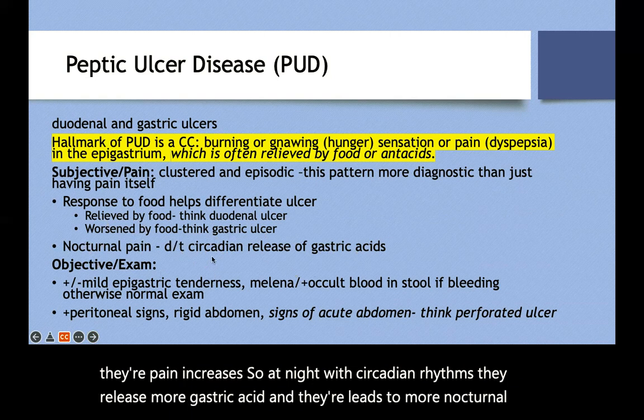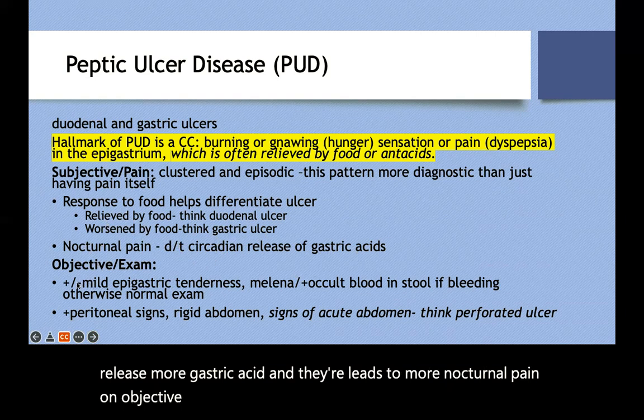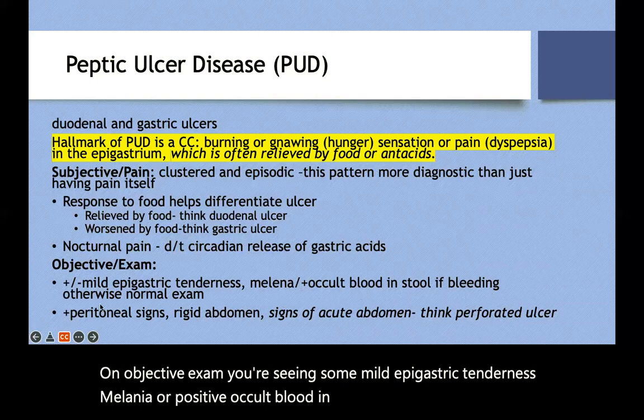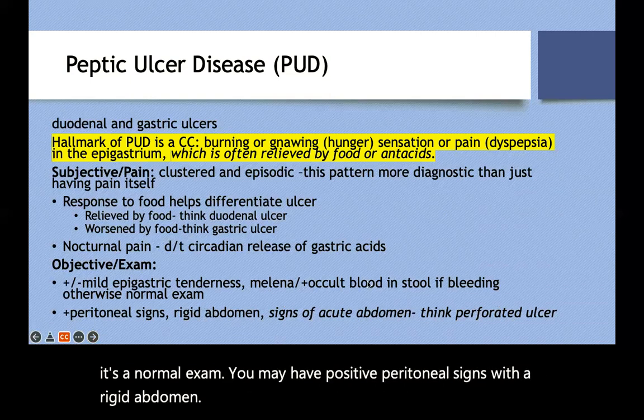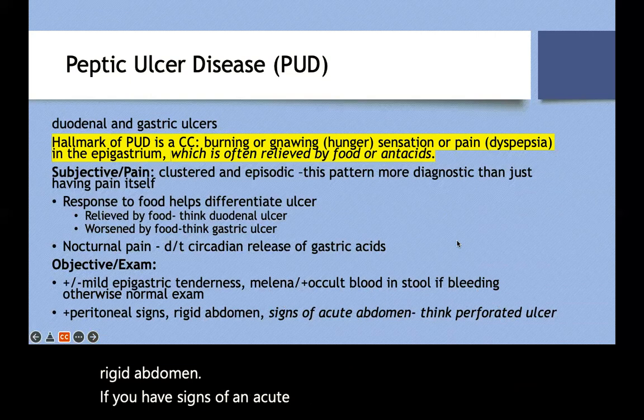On objective exam, you're seeing some mild epigastric tenderness, melena or positive occult blood in the stool if bleeding. Otherwise, it's a normal exam. You may have positive peritoneal signs with a rigid abdomen. If you have signs of an acute abdomen, you want to consider that it might be a perforated ulcer.